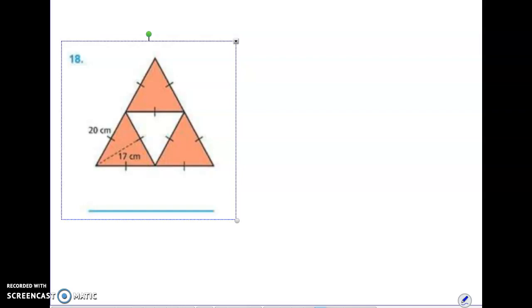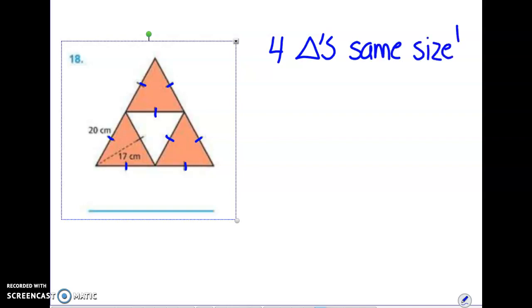This one I'm noticing, it has all triangles in it. So this is a triangular pyramid. I'm also noticing that there are all of these little marks right here once again. That tells me that all of these triangles are the same size and they are all equilateral triangles. Okay, I'm going to look for my height. So this is made up of 4 triangles that are all the same size. So I could find the area of just one of those triangles and multiply it by 4.